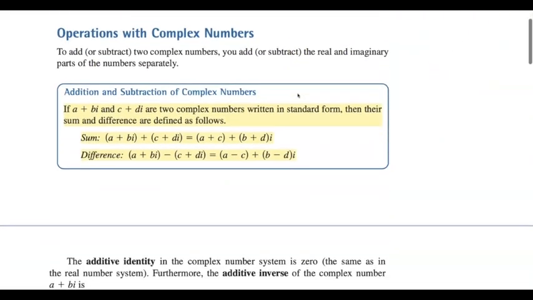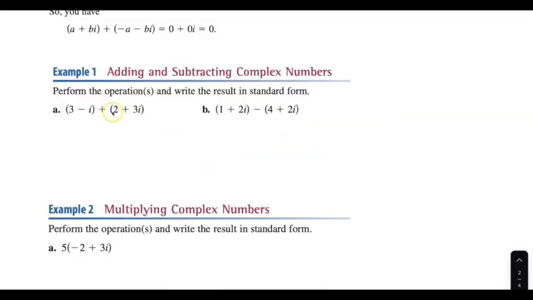How do you add and subtract complex numbers? Honestly, pretty straightforward. You just add the real parts and you add the imaginary parts, and then you're done. And that's also how you subtract them. Let's do an example real quick. If I want to add these two complex numbers, all I'm going to do is add the real parts together. 3 plus 2 is 5, and then add the imaginary parts together. -i plus 3i is 2i.